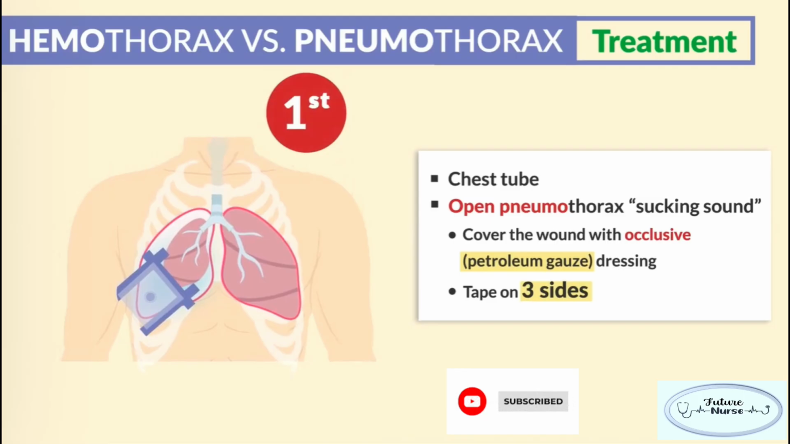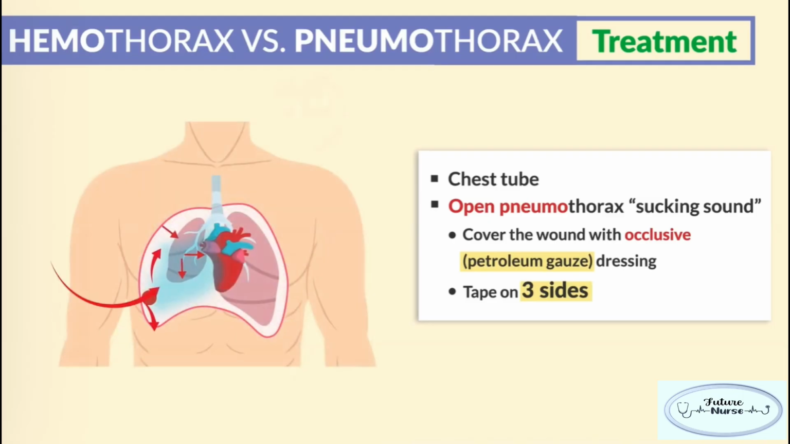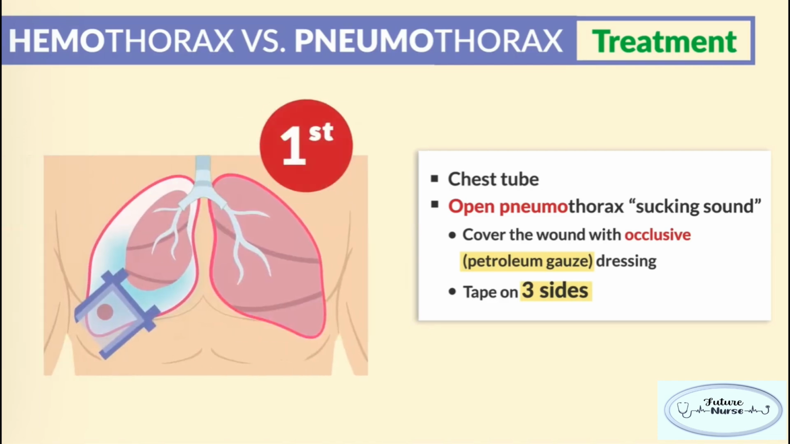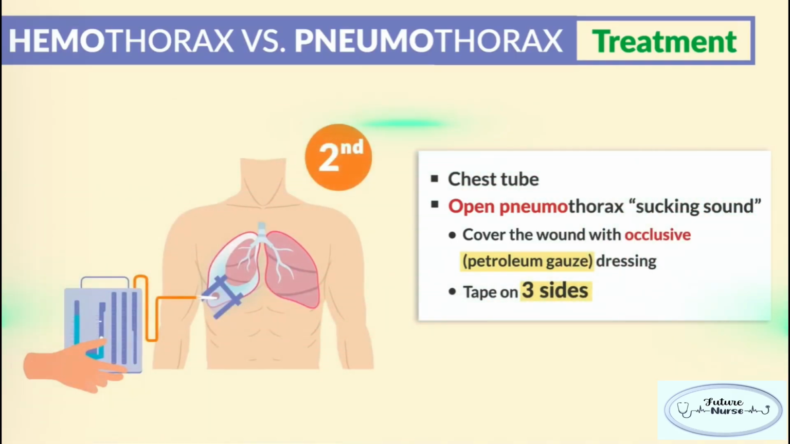This must be done first, immediately, to prevent air from being sucked into the chest during inspiration, causing that deadly tension pneumothorax that pushes the trachea to one side from all that pressure. So remember, we have to implement this 3-sided occlusive dressing first, and then chest tube insertion can be coordinated after.